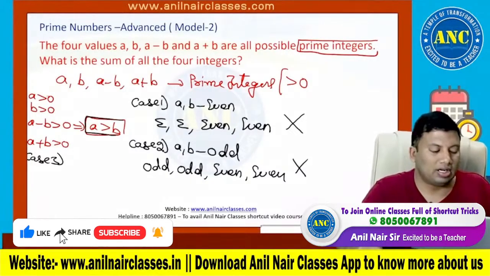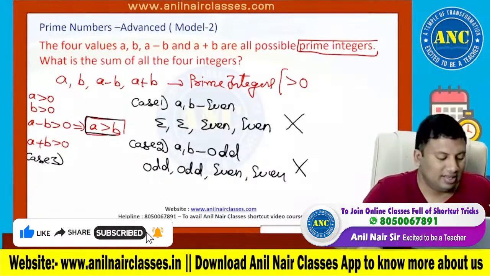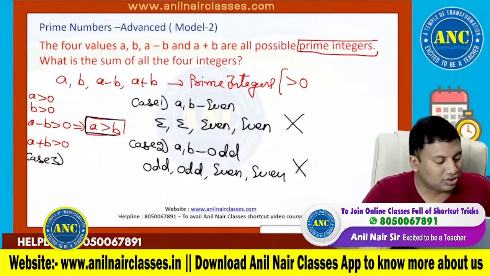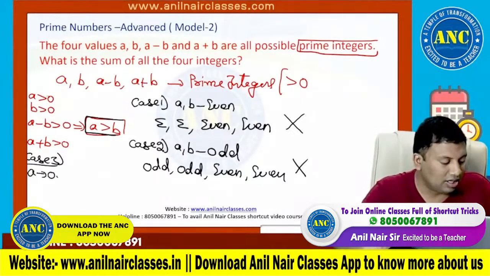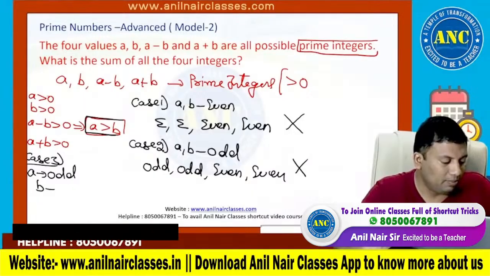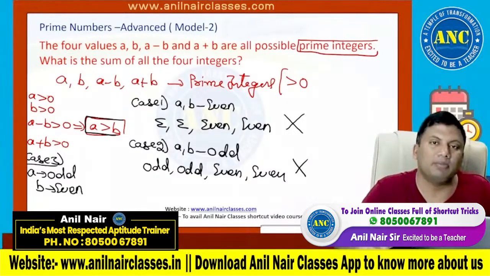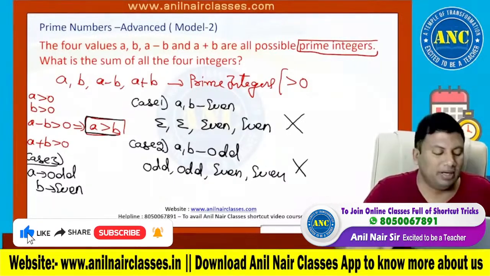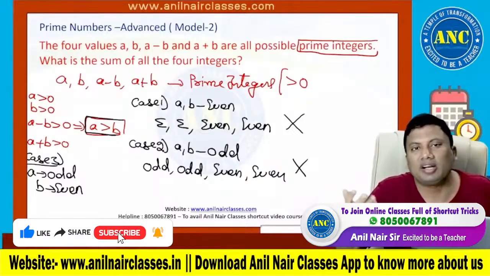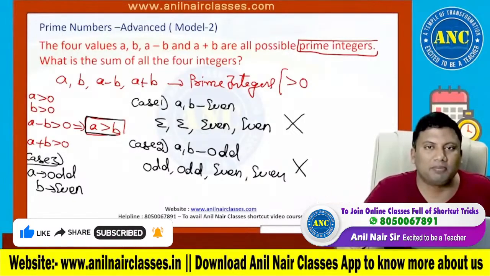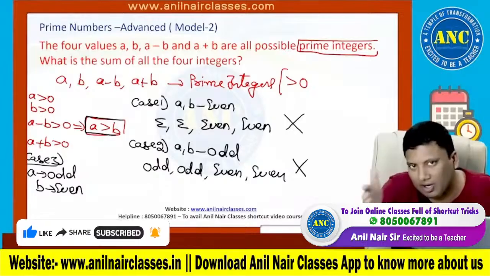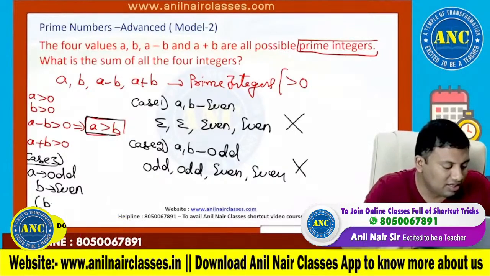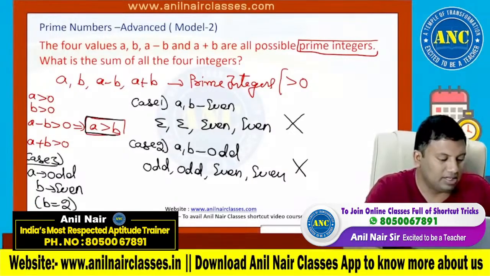So you cannot take A even and B odd, because the lowest prime number is 2. So this is nothing but A odd and B even, because any prime number greater than 2 is an odd number. You cannot take A even, B odd, because there is not any even prime number greater than an odd one. After even, only odd numbers start in the set of prime numbers. A is odd, B is even. Only case is B is 2.